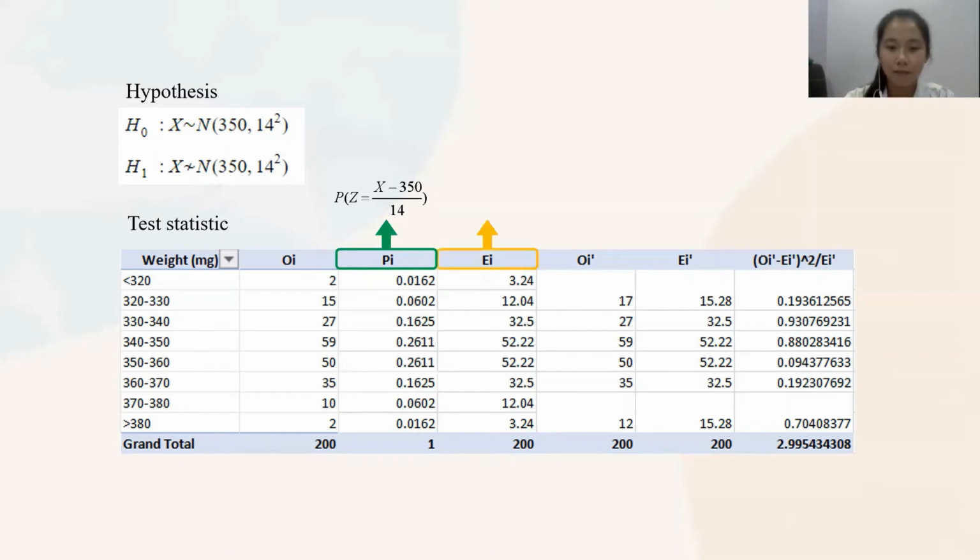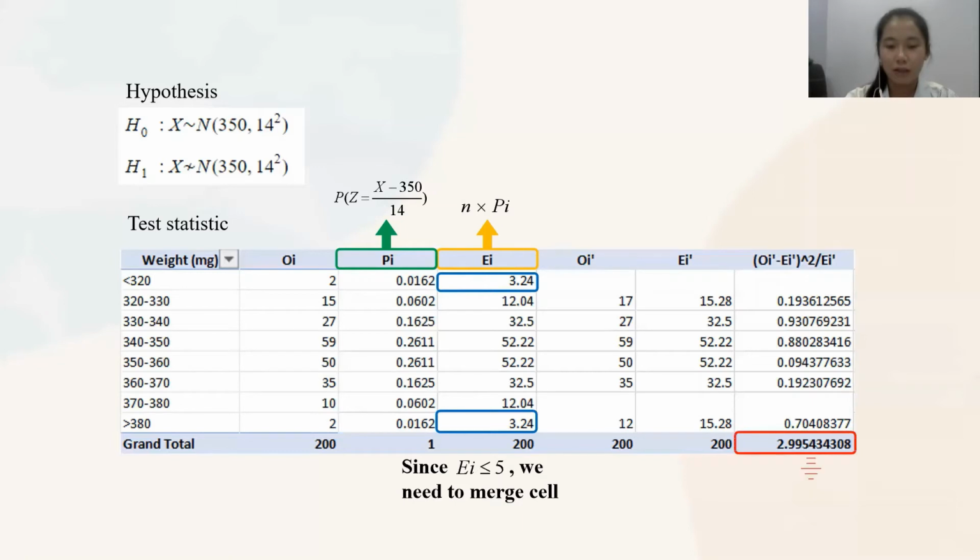To find EI, we can use the formula n multiplied with PI, where n is the total observed value, and PI is the expected probability we calculate. Since there are EI less than 5, we need to merge the data. After merging it, the new observed value OI prime and the new expected value EI prime are obtained. We can obtain the chi-square test value from the summation of (OI prime minus EI prime) squared divided by EI prime.